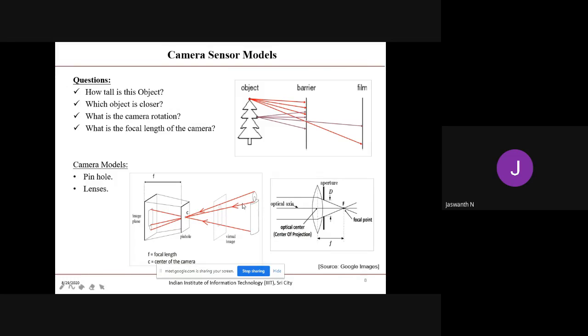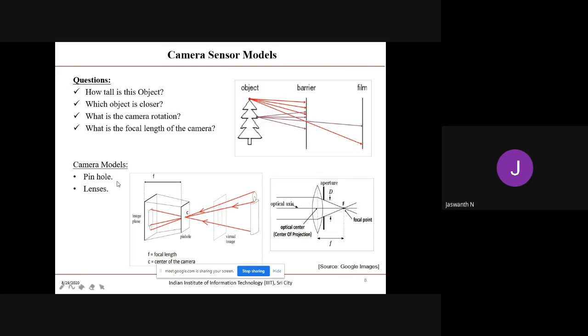Initially, the rays from the object are passed through an aperture and projected on the 2D plane in an inverted manner. During this process, how much clear information we would be gathering or capturing depends purely on the aperture size of your particular camera.